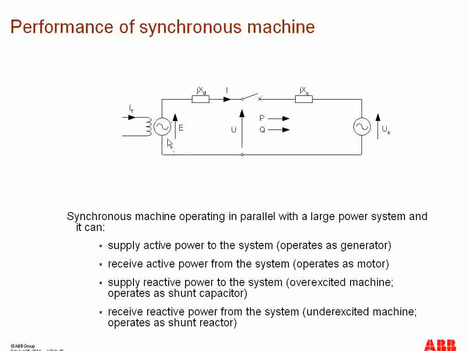On the same side, if this machine is supplying reactive power to the system, then this machine is in overexcited mode, and it is acting as a shunt capacitor, supplying VAR to the system. And if it is receiving VAR from the system, then it is an underexcited machine, and it is acting as a shunt reactor. So the same machine is acting in different ways in different system conditions.